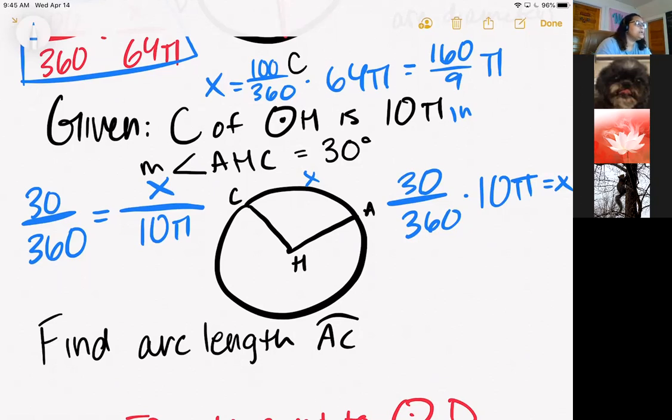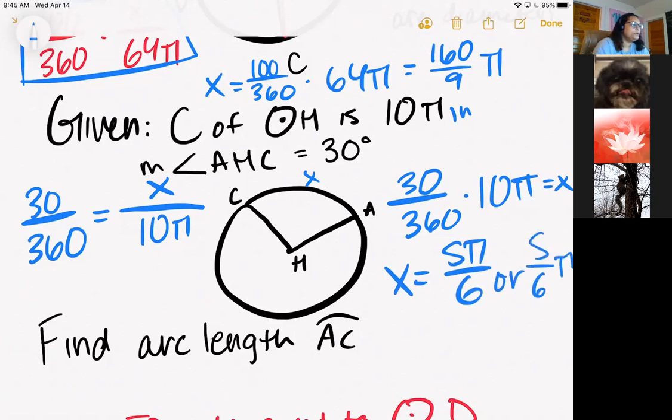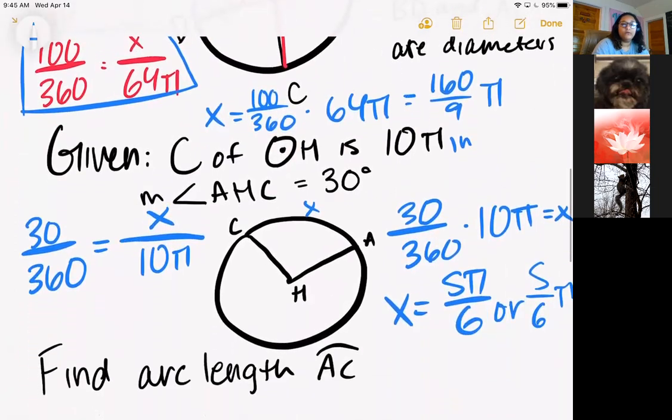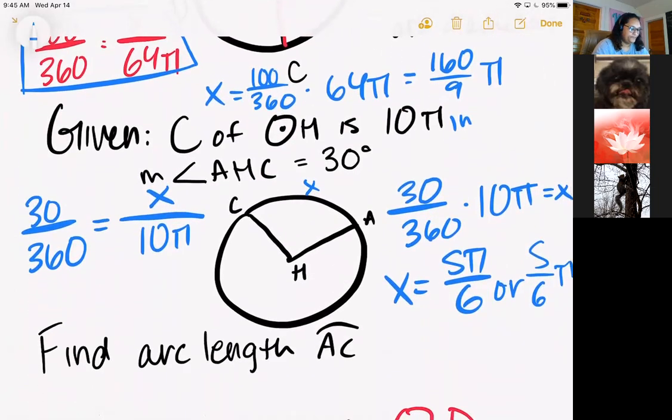Okay, so I see two answers in the chat that the arc length x is 5 pi over 6, or you can write it as 5/6 times pi. Good, awesome. Any questions about this problem? This one was kind of like an easier version of the last one with one step.